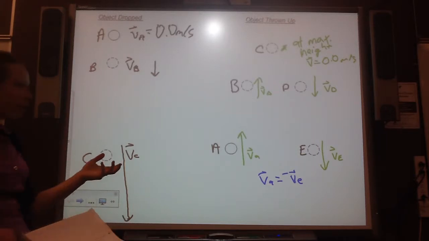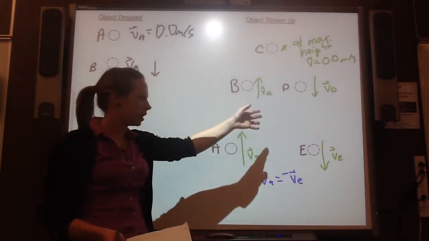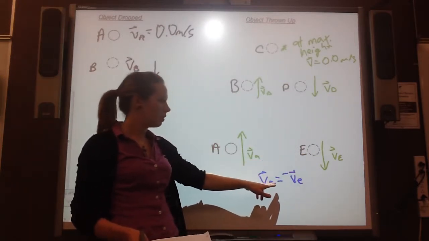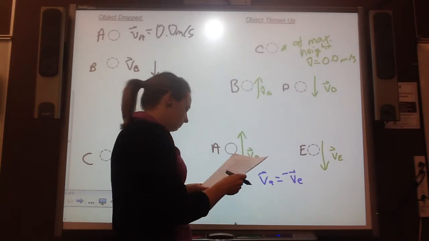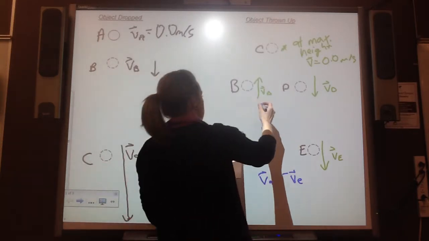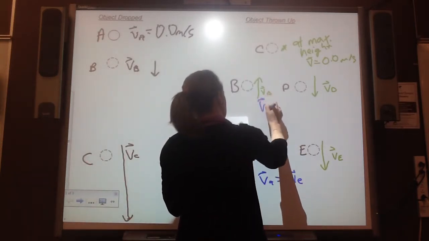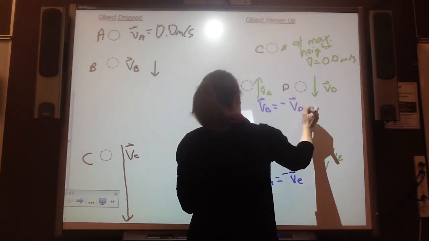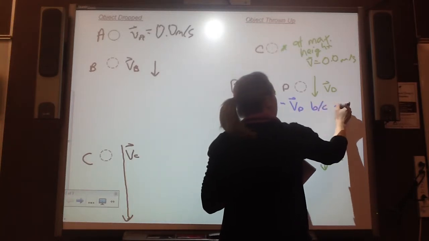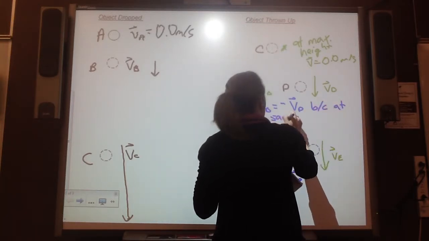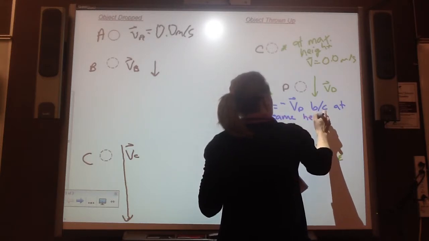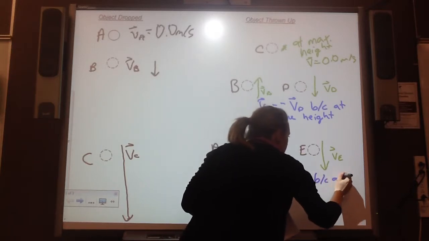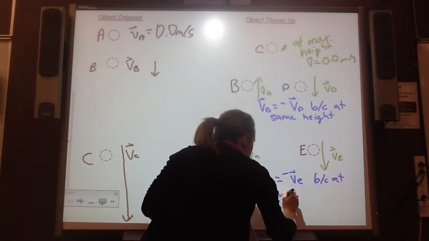So as Zach pointed out, this is our positive vector and this is our negative vector. So if we assume that these are at the same height, positive, negative. And then we can conclude the same thing at B. So VB is equal to negative VD because they're at the same height. And I'll write that note in here too, because at same height.